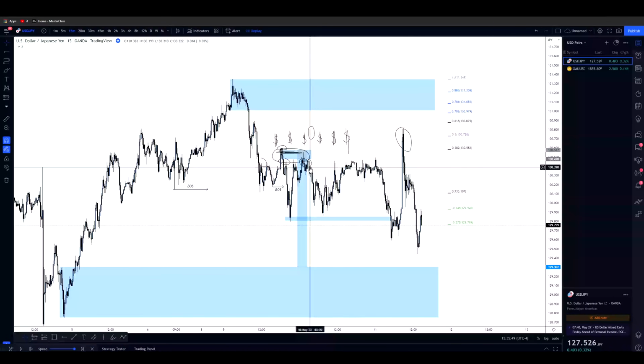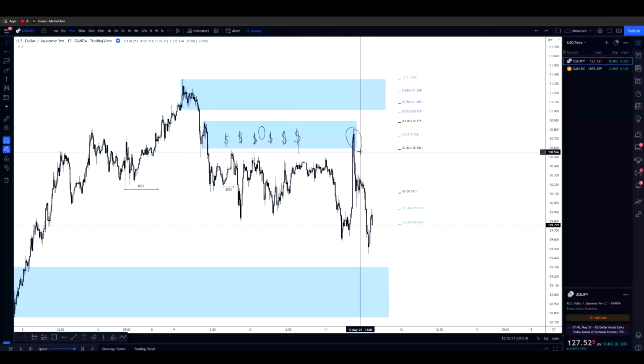Now let's compare this impulsive move down to the inducement impulsive move down, and it's going to be really, really different. You'll notice the difference almost automatically. So the big difference is this move down was literally small.